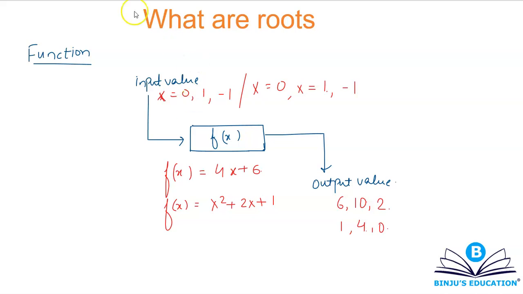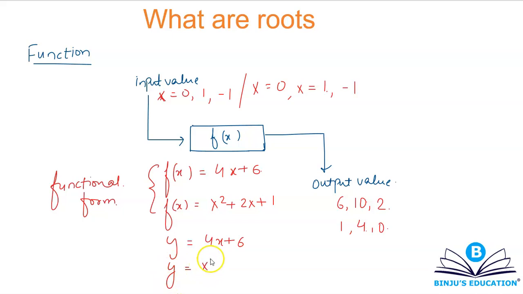Now, if you write in the form of f(x), then this is known as the functional form. If you replace f(x) by y, like y = 4x + 6 and y = x square plus 2x plus 1, then this is basically known as the equation form.